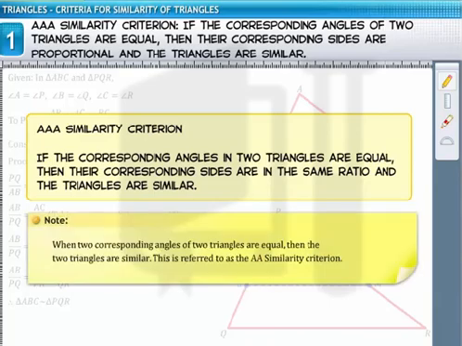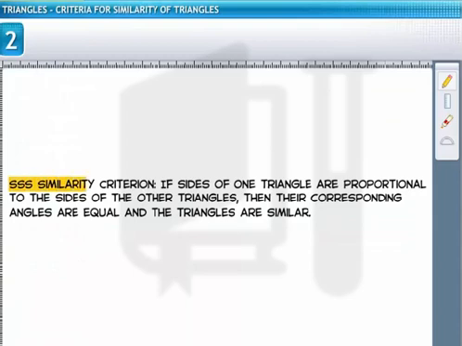An important point to note is that when two corresponding angles of two triangles are equal, then the two triangles are similar. This is referred to as the AA similarity criterion. The converse of this theorem defines the second similarity criterion, the SSS similarity criterion. We'll discuss it next. By the SSS criterion, if the sides of one triangle are proportional to the sides of the other triangle, then their corresponding angles are equal and the triangles are similar.